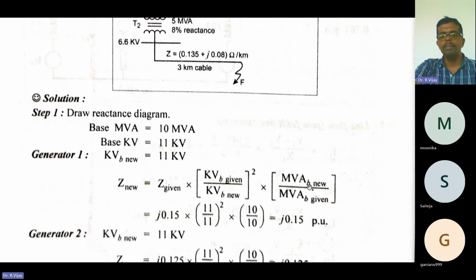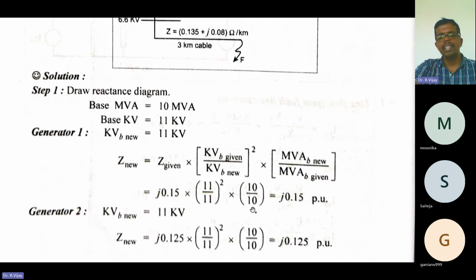So for MVA, the new value and the old value are the same, because no old values are given in the problem. So here we take the new value as 10 and the old value also 10. Just take your scientific calculator, simplify it and calculate it. I think this and this get cancelled, and here also 11.